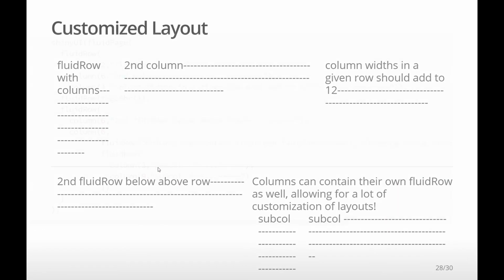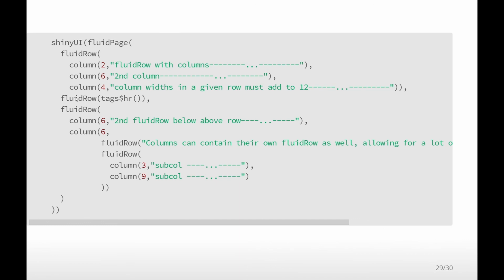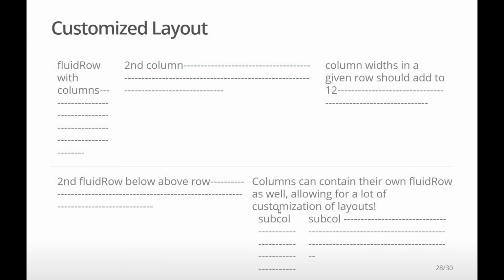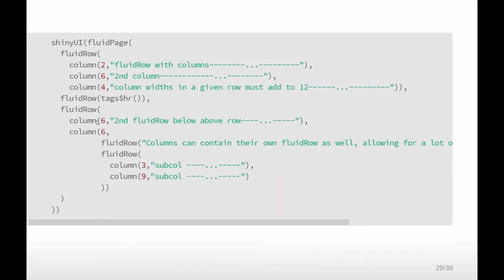You might notice here that there is a line across the middle. In that case, I'm using a fluid row, and in that row, I'm just putting a horizontal rule, so a line. This is just some HTML style code. But again, for that second row down here, we have a column of width 6, and then a second column of width 6 that has its own fluid rows in it. So again, very customizable.